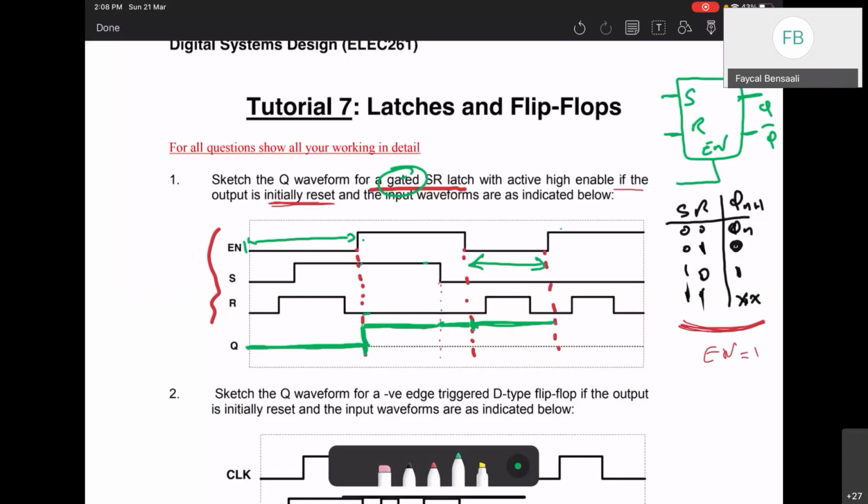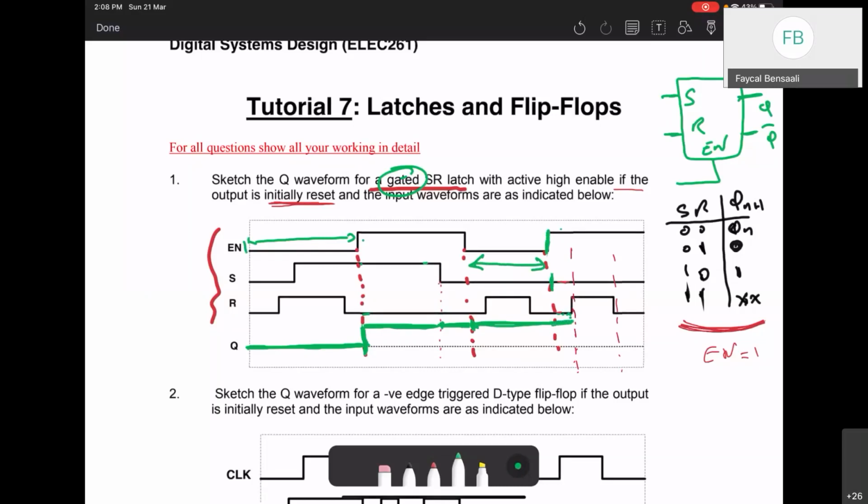And then we have En back to 1 here. So S and R: S is 0, R is 0 until here. So this is another important time that we need to consider. And here as well. For this small time here, it's 0, 0 again, which is no change. So it stays 1.